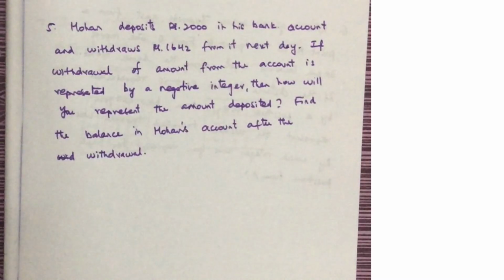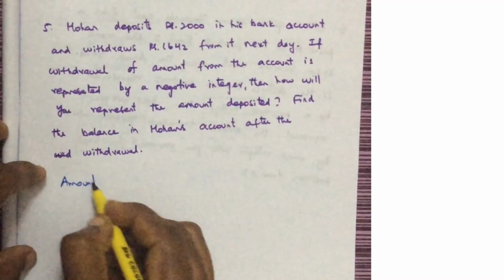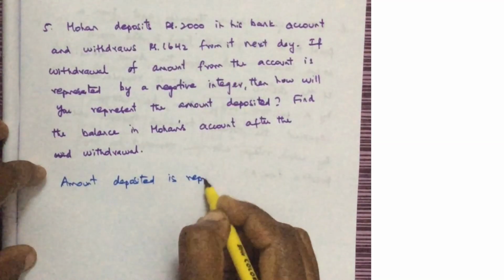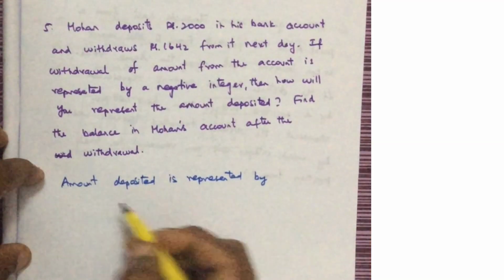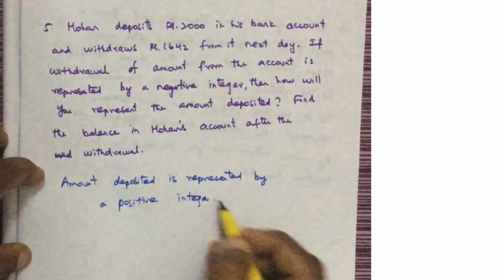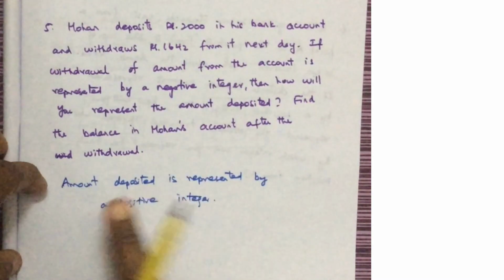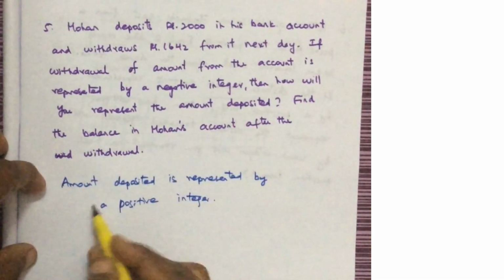If the withdrawal of amount is represented by a negative number, how will you represent the amount deposited? So amount deposited is represented by a positive integer. Okay, if you take an amount out, it is represented by a negative integer. So amount deposited is represented by a positive integer. Find the balance. What is the balance?